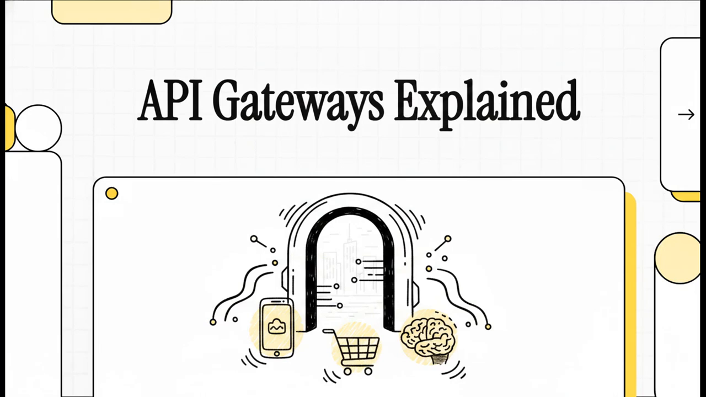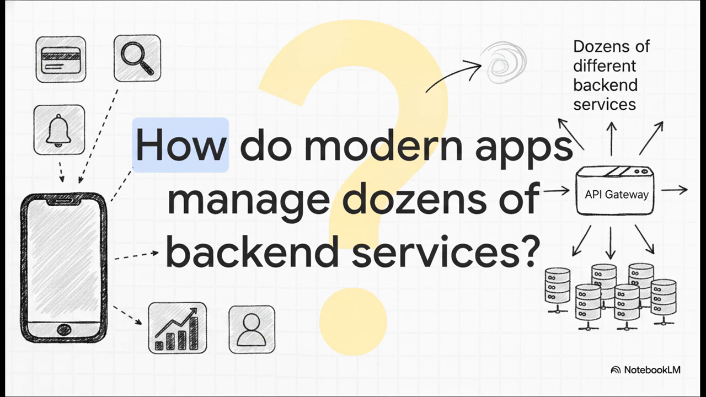Welcome to The Explainer. Today, we're going to unpack the hidden architectural secret that's quietly powering your favorite mobile apps, massive e-commerce platforms, and yeah, even those cutting-edge AI systems you interact with every single day. We're talking about the invisible front door of the internet. So let's jump right in with the question.